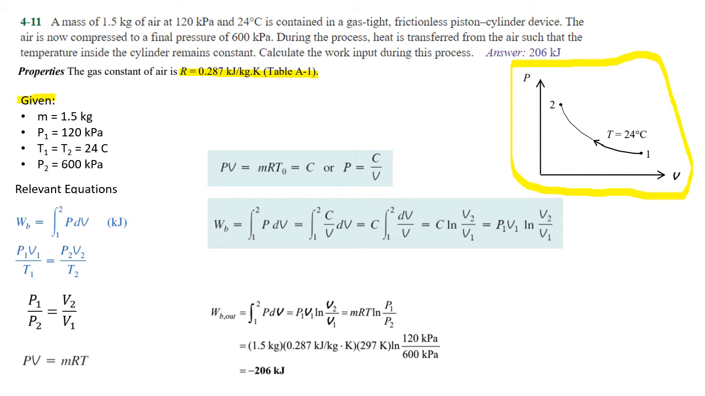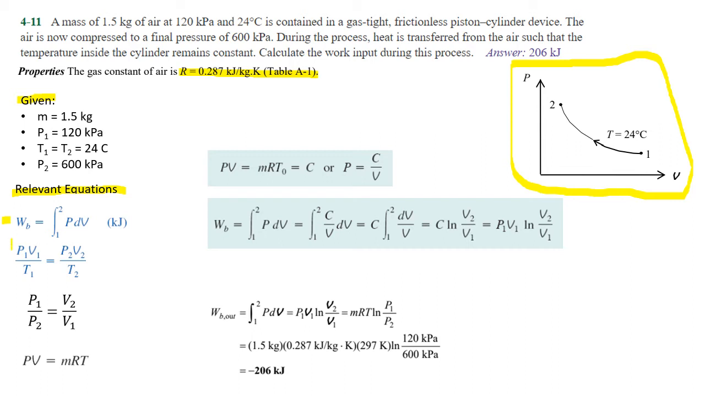So what relevant equations are we going to use? Well, obviously, we have to use the one for the boundary work, the integral of P dV. The pressure here is changing, though. It's not linear, it's not constant, it's changing. We have to find some kind of relationship between the pressure and the volume in order to do this integral. Fortunately, that's where the ideal gas law comes in.